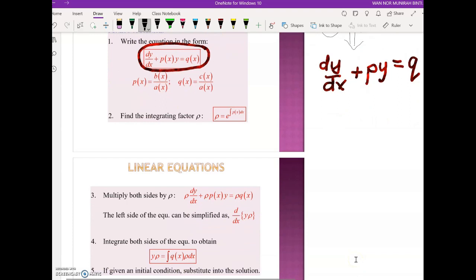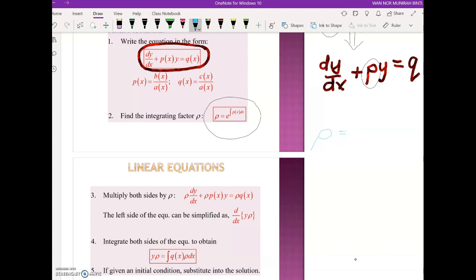After you simplify the equation, what you need to do next is find the integrating factor. So what is the integrating factor? The integrating factor is what multiplies your y, for example this one. This is the one we want to find the integrating factor for. The integrating factor is named not p, but rho.